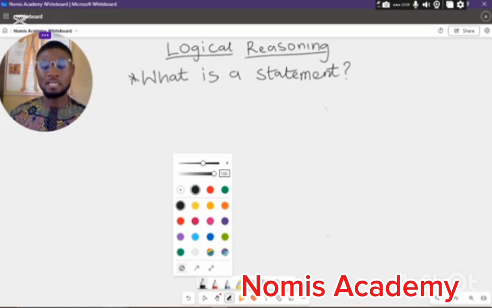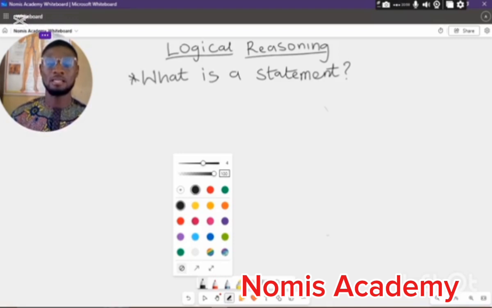A statement in a logical context is a declaration, verbal or written, that is either true or false, but not both. That is the meaning of statement. So let's see what a statement is.